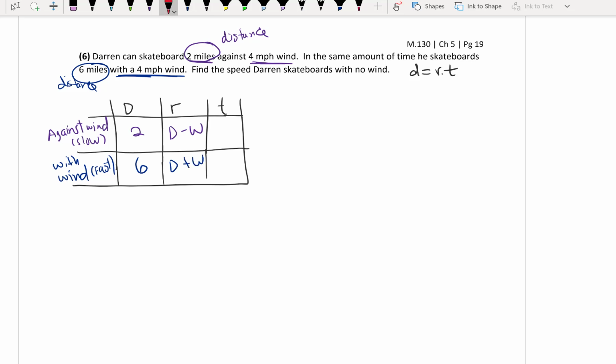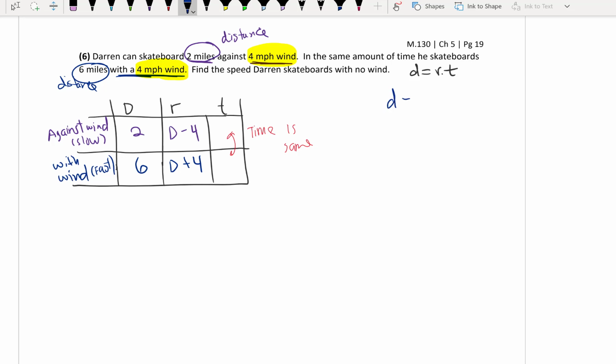And here my times are the same. And it's specifically saying that the wind is 4 miles per hour. So here my wind is going to change. So here my wind is 4, so d plus 4. And I'm also going to have d plus 4 since it's the same.